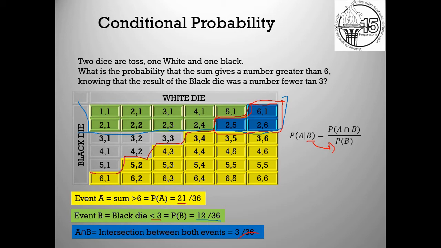Okay? Intersection. If we solve it, we write first the intersection. We have 3 out of 36. The known event is B. We have it in here, 12 out of 36. If we solve it, we will have 3 out of 12.